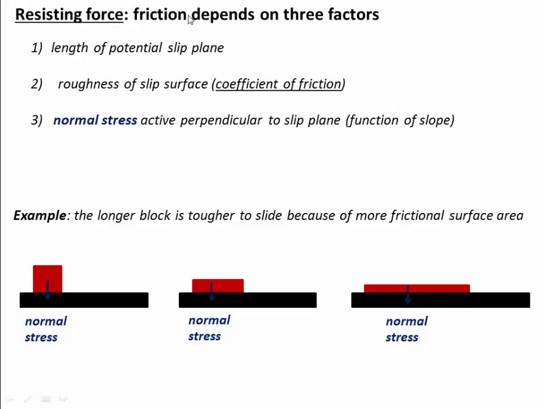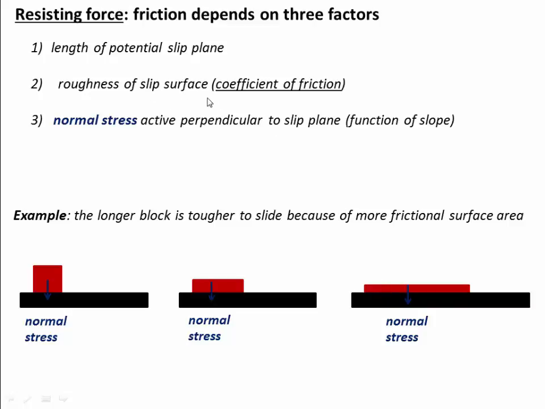All right, so now let's look at that last resisting force. That's the resisting force of friction. And this is most important in situations where we have pre-existing fracture planes. And it really depends on three different factors. One is the length of the potential slip plane. If the slip surface is longer, then we have more area along which friction can act, and that's going to have a net of more resisting force.